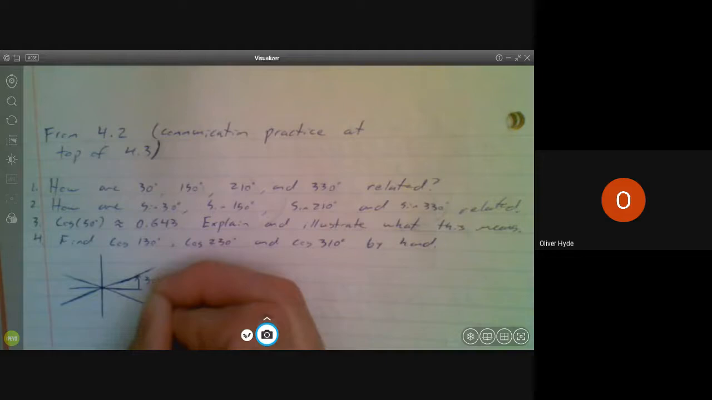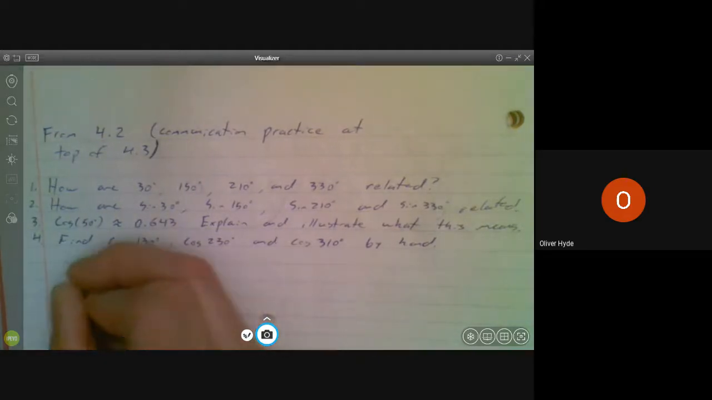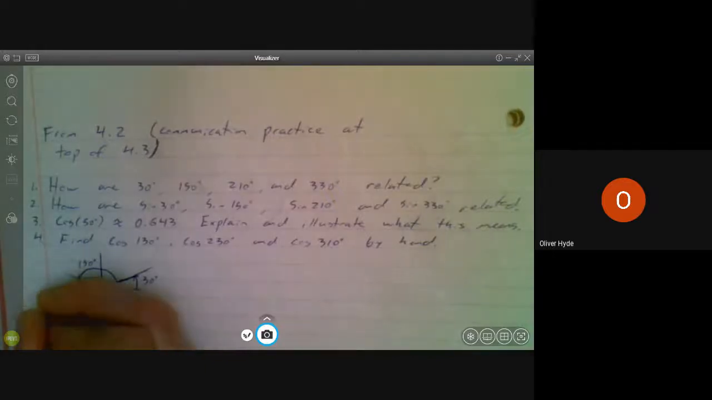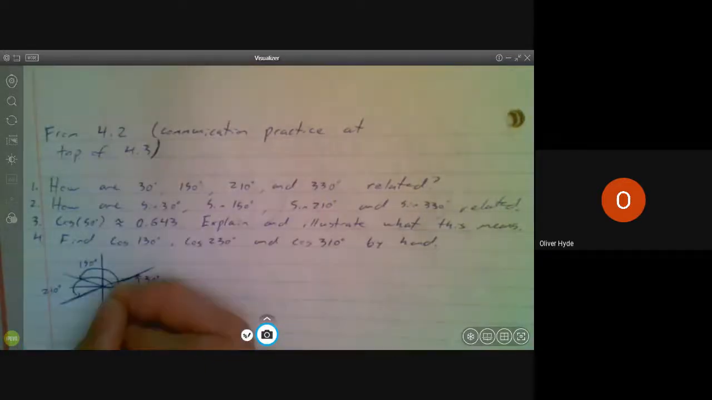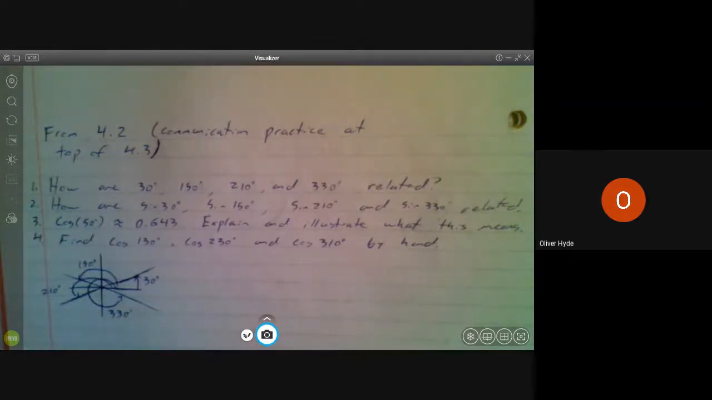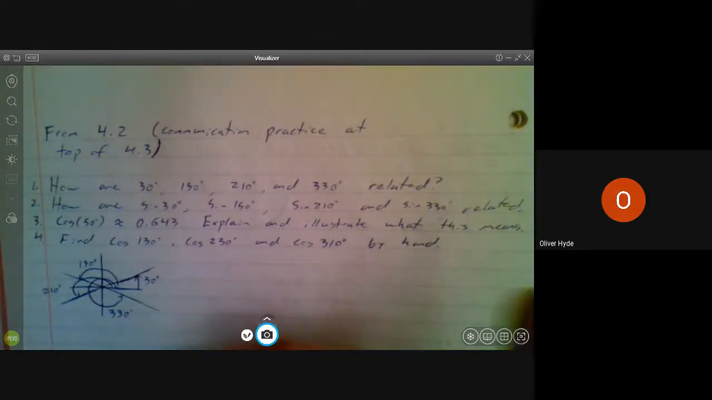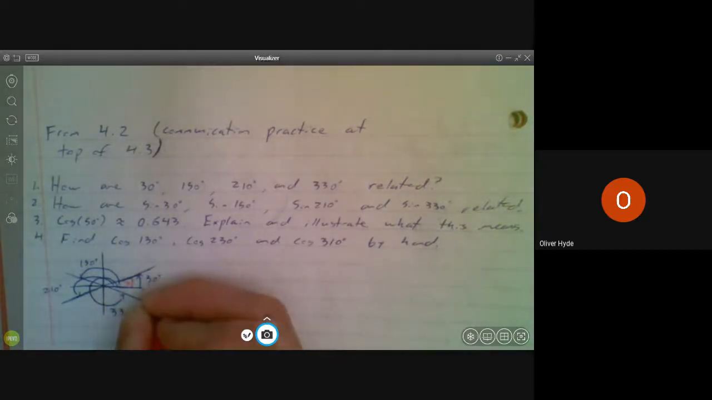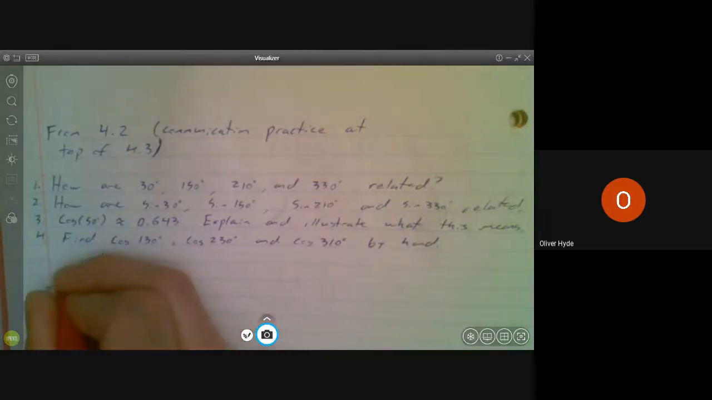Here's 30 degrees in standard position. Here's 150 degrees in standard position. Here's 210 degrees in standard position. And here's 330 degrees in standard position. And here are their related acute angles. That's 30 degrees. That's 30 degrees. That's 30 degrees. And that's 30 degrees.